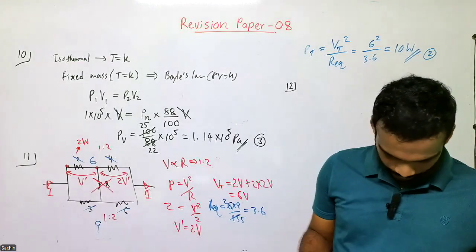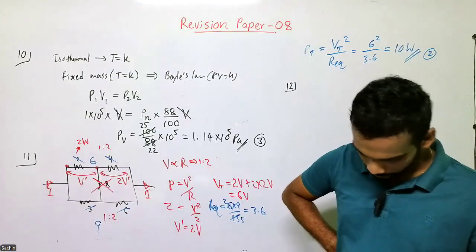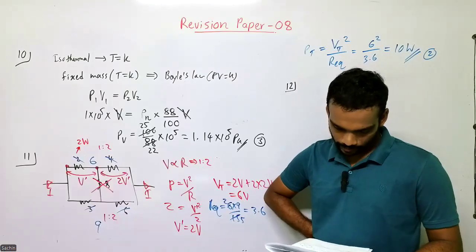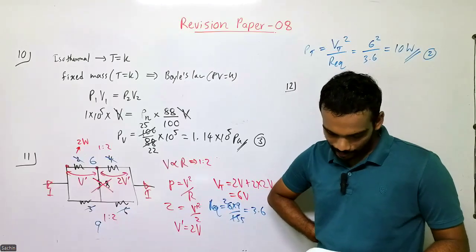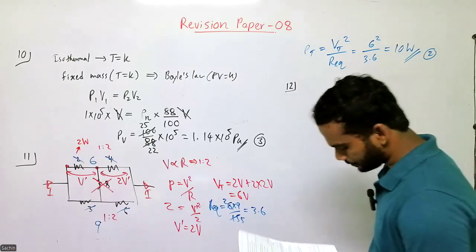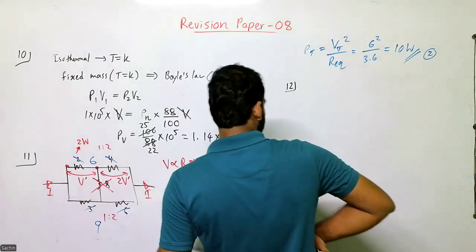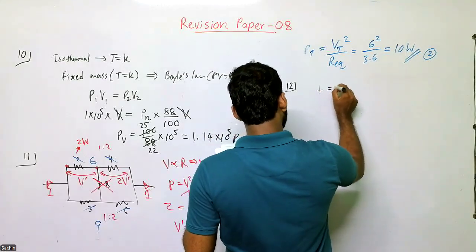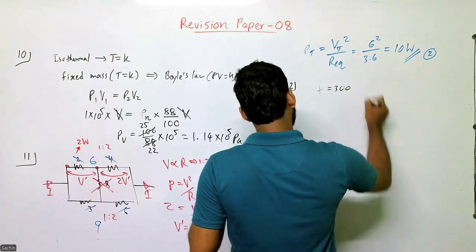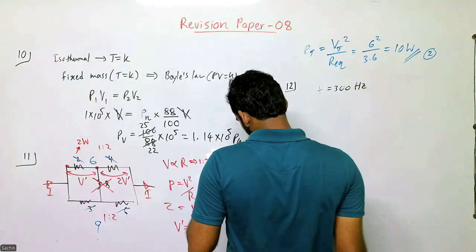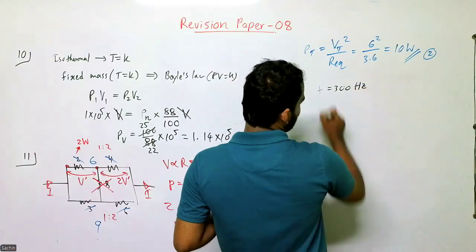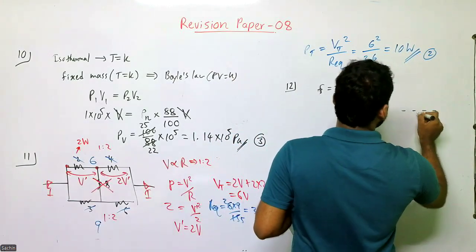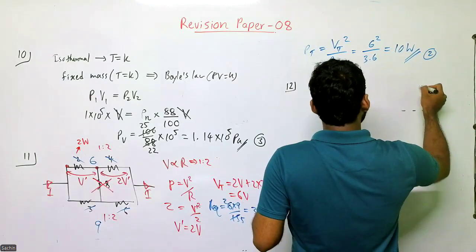Okay, 12th question. When a sound wave of frequency 300 Hz passes through a medium, the maximum displacement of a particle of the medium is 0.1 centimeter. The maximum velocity of the particle is equal to? A simple question. The frequency of the wave is given as 300 Hz. What do you mean by the maximum amplitude? Maximum displacement.